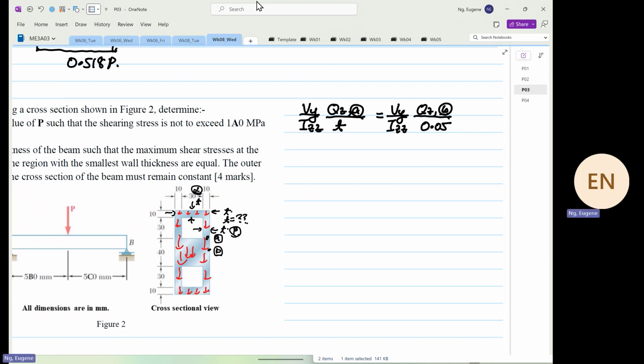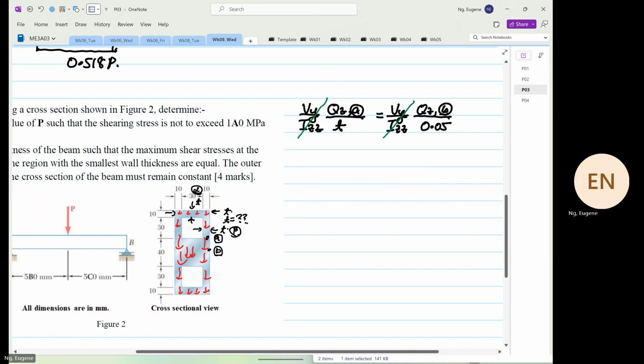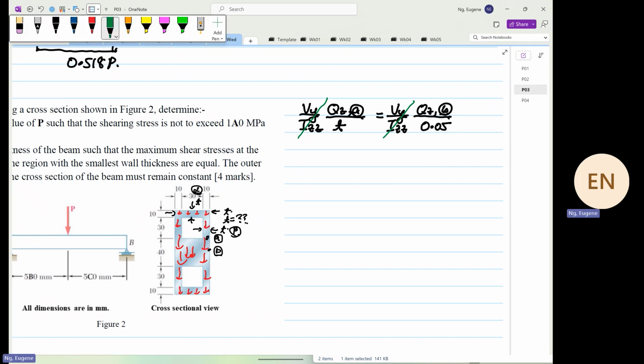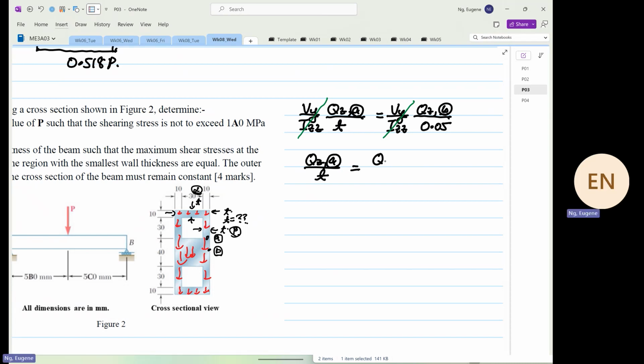Rule number 1, Vy and Izz are what? Constant. Drop these two. Yes or no? Okay. That's why it's so important to understand the fundamentals of the approach. So now you have Qz at point A divided by T, and this is Qz at point B divided by T, divided by 0.05.